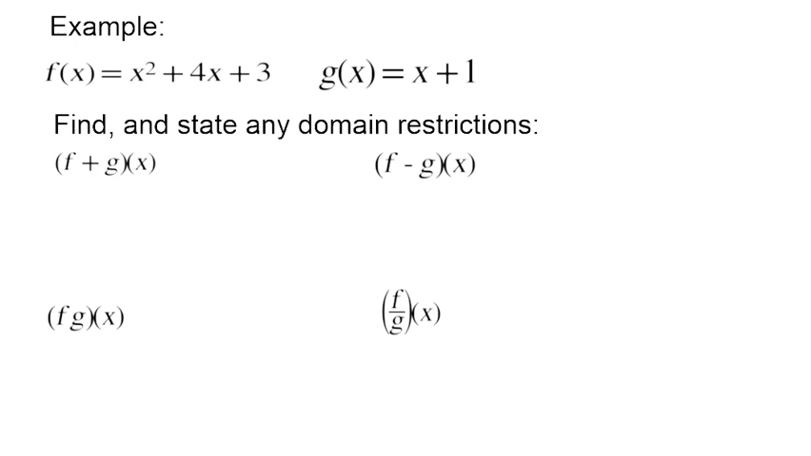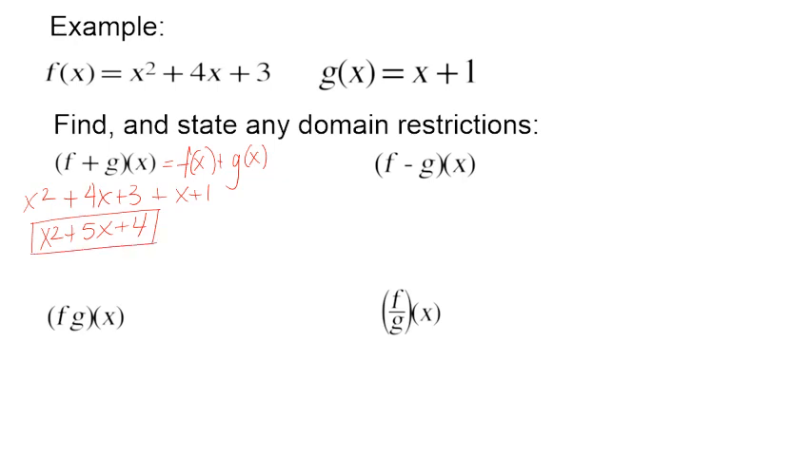So the first thing that we need to do is say, okay, what's f of x plus g of x? So really, I like to rewrite this out. This would be f of x plus g of x. Well, I'm just going to plug those things in. So f of x is equal to x squared plus 4x plus 3 plus g of x, which would be x plus 1. So when I combine these things, I end up with x squared plus 4x plus x would give me plus 5x, plus 3 plus 1 gives me plus 4. That is my combination of those two functions.